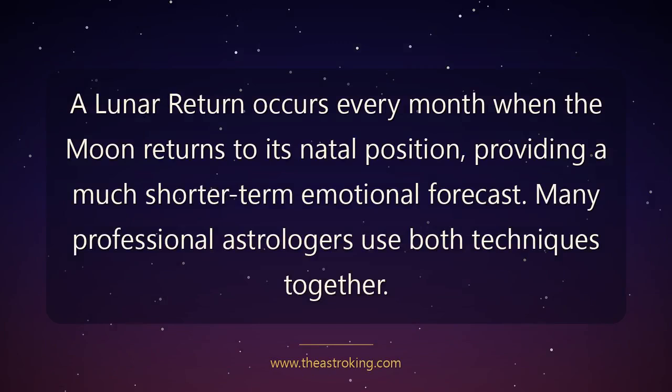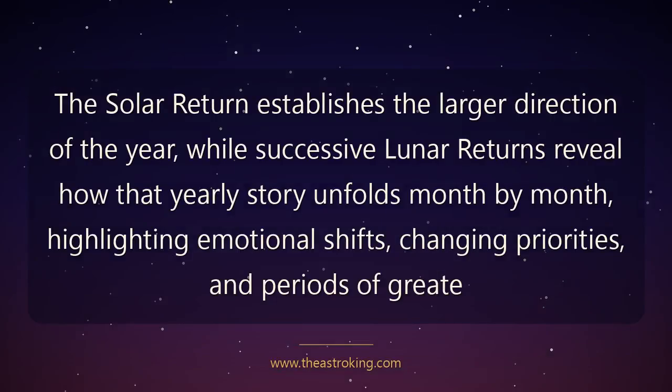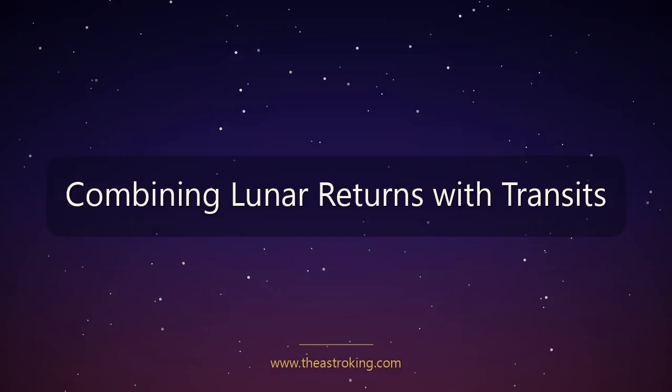Many professional astrologers use both techniques together. The solar return establishes the larger direction of the year, while successive lunar returns reveal how that yearly story unfolds month by month, highlighting emotional shifts, changing priorities, and periods of great activity.